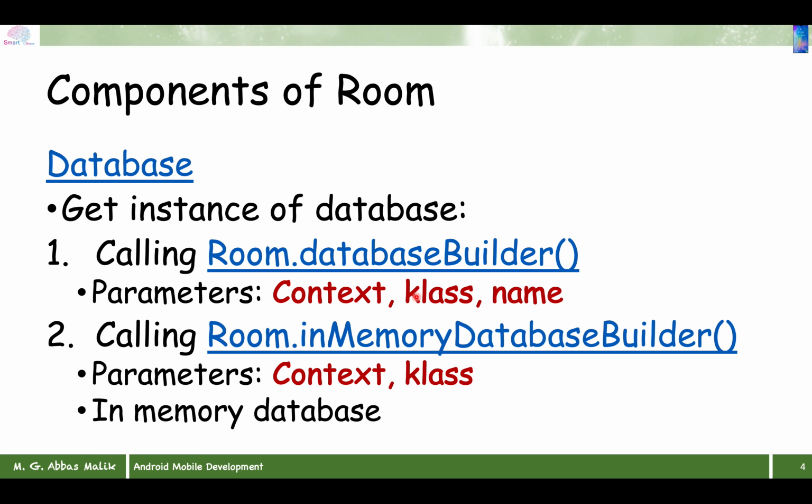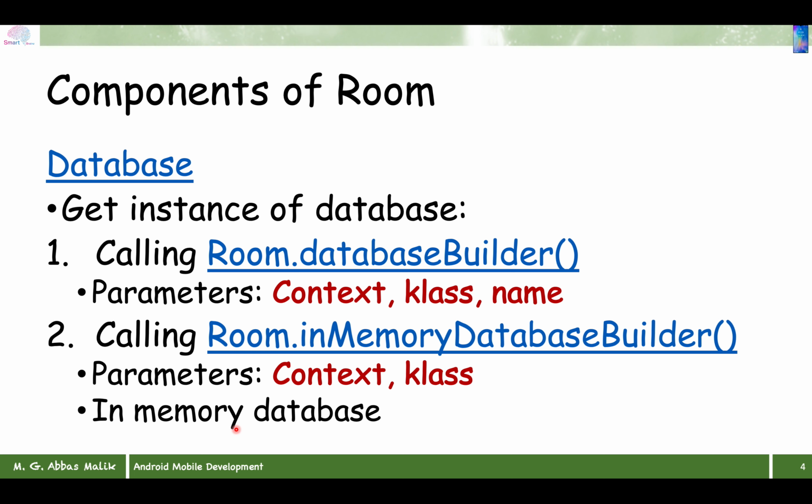And then we also have a second way to create a database, that is the in-memory database builder. In-memory database builder means that it will only take the context that this particular database is created for that particular application, and which class has defined all those entities, what are the different tables and that kind of stuff. So an in-memory database is more like a database which is only present inside the RAM, random access memory. So it is only per memory.